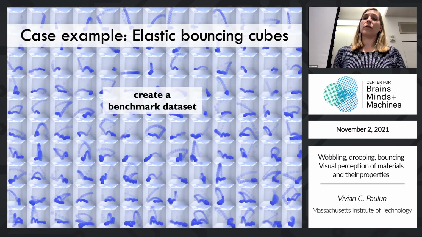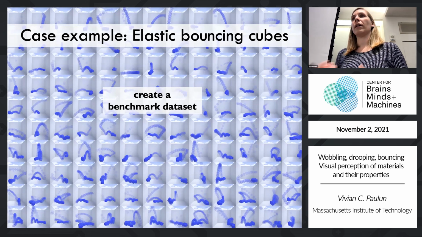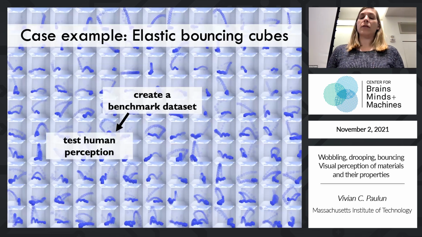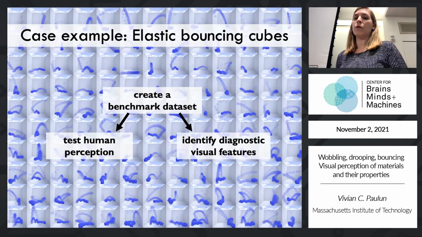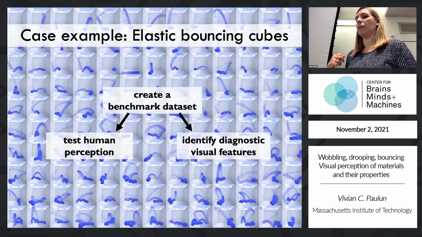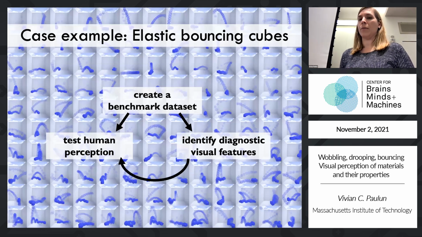And in order to study this phenomenon, we had the following approach. We first created a benchmark data set of bouncing cubes that vary in elasticity, but also in other factors. And you see some examples in the background. We use this data set to test human perception and to identify diagnostic visual features that may guide elasticity perception. And we then test these features in more experiments.